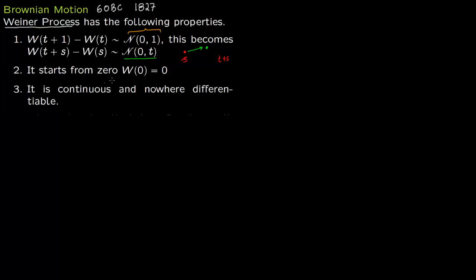The second property is that at 0 it is at position 0. And third is it is continuous and nowhere differentiable. This third fact is mathematically deep, and we are not going to touch it, but this is important. So Ito calculus is based on this.